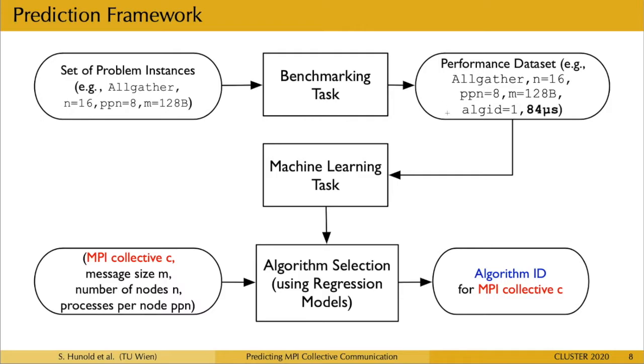Once we have that performance data set, we will do some machine learning on that. We are trying to find the best performing algorithm for a specific case. And once we have that model, we can leverage our model when we are running an MPI program. When we run an MPI program, we are given our feature vector that is known to us: the collective, the message size, the number of nodes and the processes per node. Now our model gives us the algorithm ID for that specific collective.